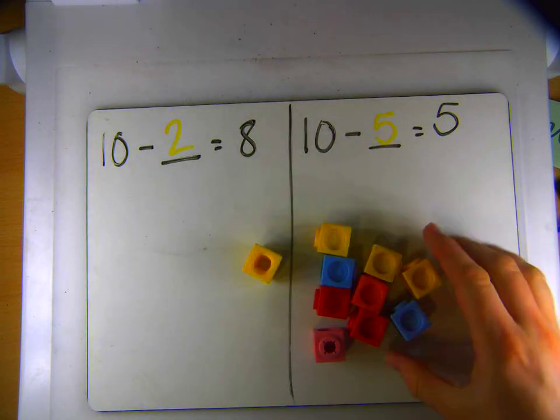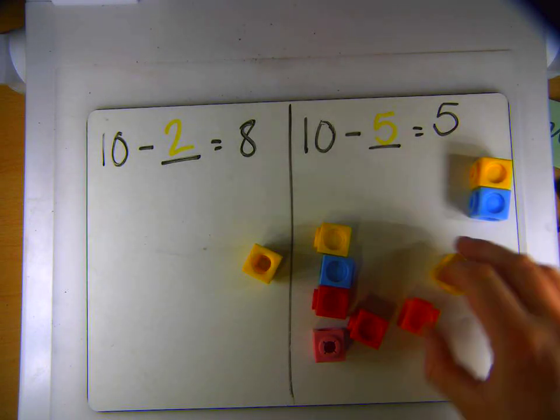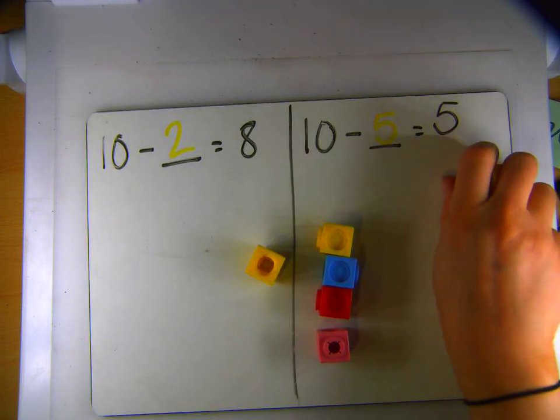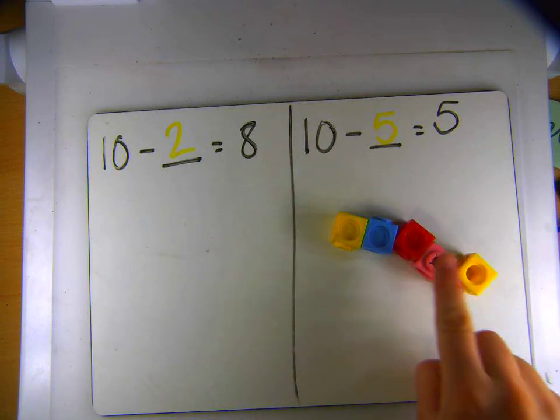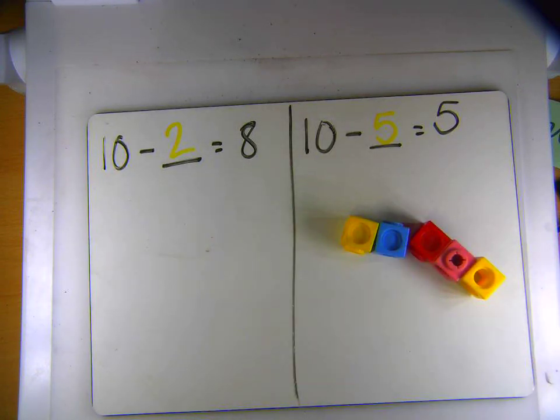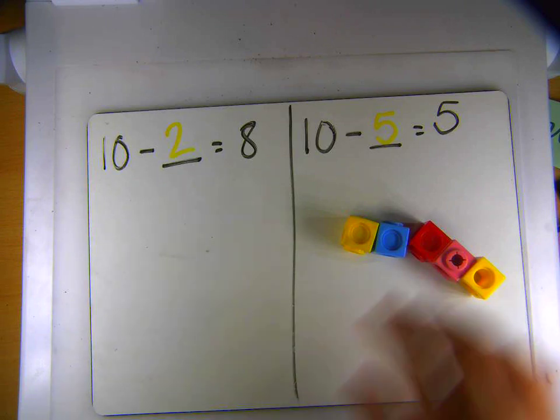So I've got 10 here. I'm going to take away my 5. 2, 4 and 5. Put them away. What have I got left? 1, 2, 3, 4, 5. So that means I've done that one correctly.